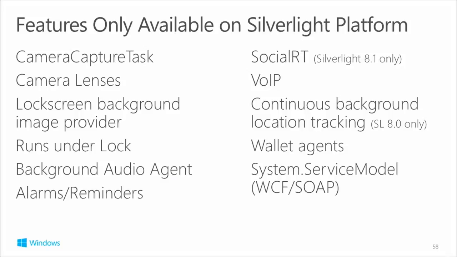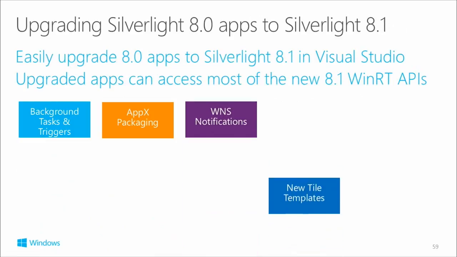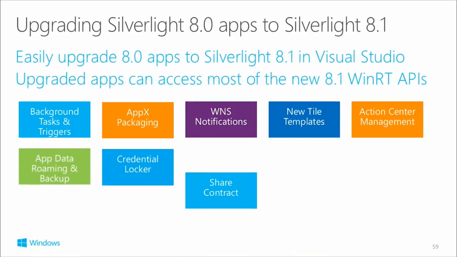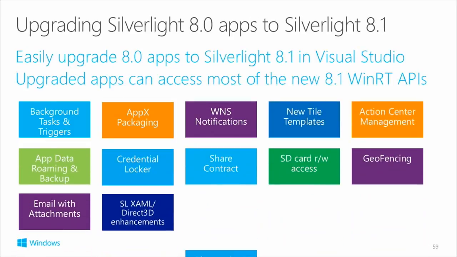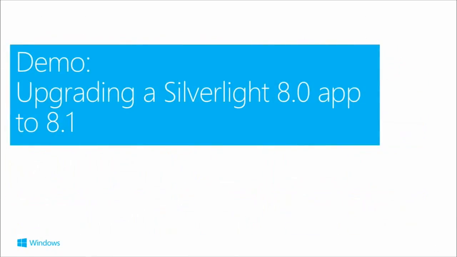It's a very small set, and we are going to be working on bringing those into the converged set in future updates. But these are the ones that are Silverlight only. So if you need those, that forces you down the Silverlight path. We can very easily upgrade Silverlight 8.0 apps to Silverlight 8.1, and that gives you access to all of the new APIs. These are the Windows Runtime APIs: email with attachments, the new WNS notifications, credential locker, app data roaming, all that kind of stuff I was talking about. That all becomes available to you in a Silverlight 8.1 app.